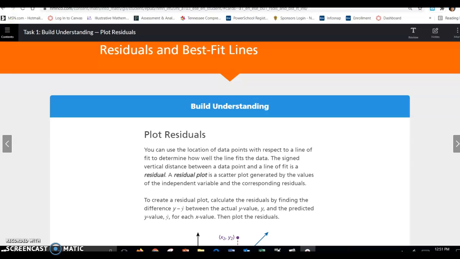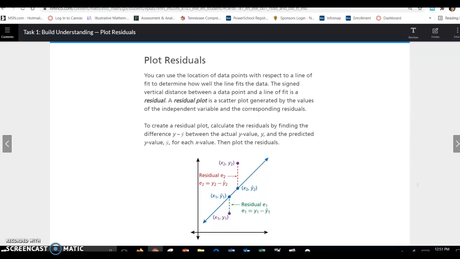Alright guys, today is lesson 6.2, Residuals and Best Fit Lines. Alright, so this is task 1 if you want to follow along.